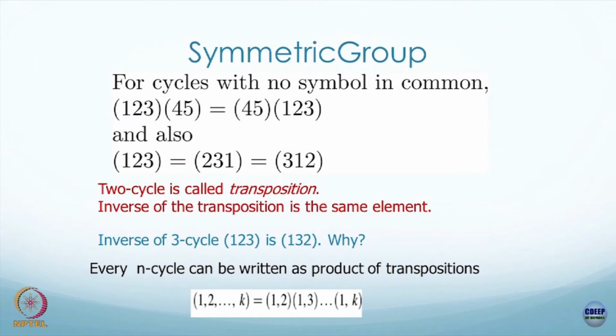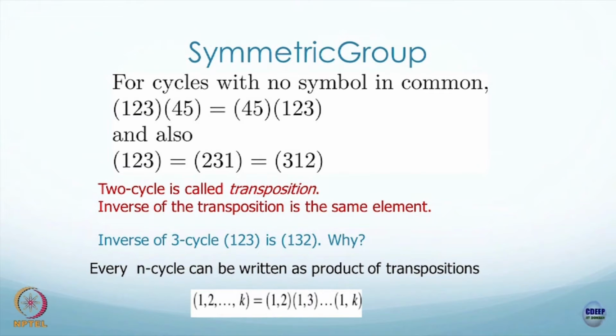always be an order 2 element. It is this one: if you do it again you will get back identity. The inverse of the transposition is the same element. Okay. Is this clear?